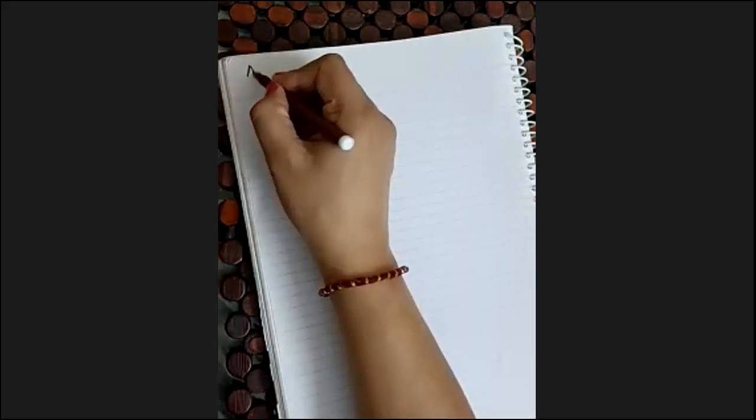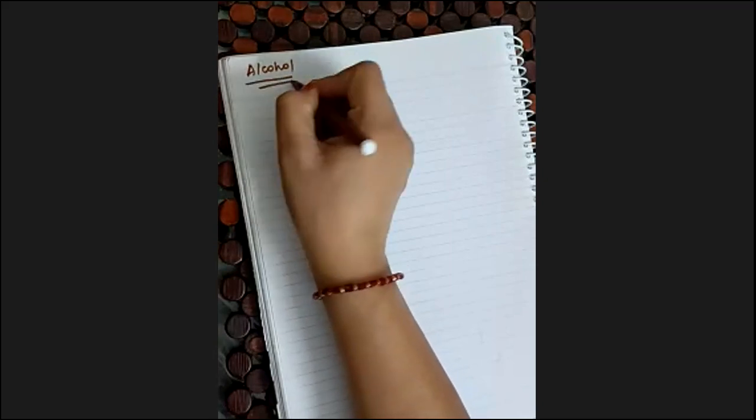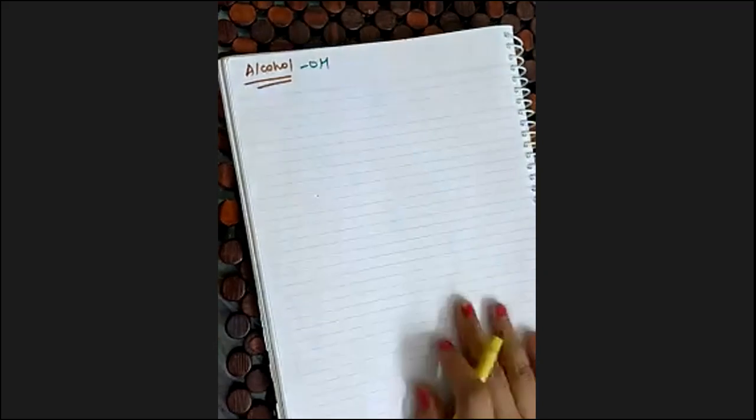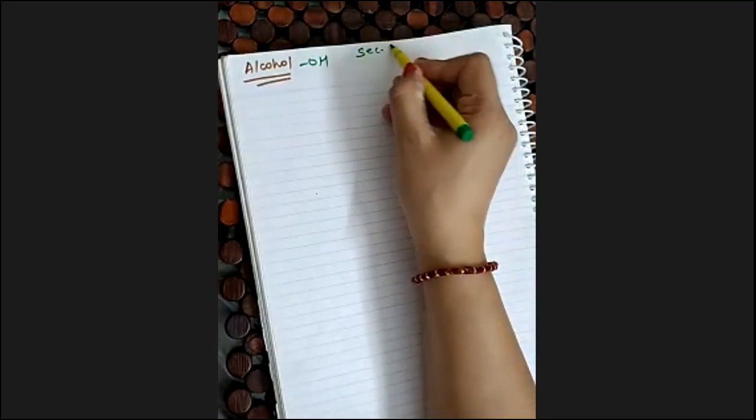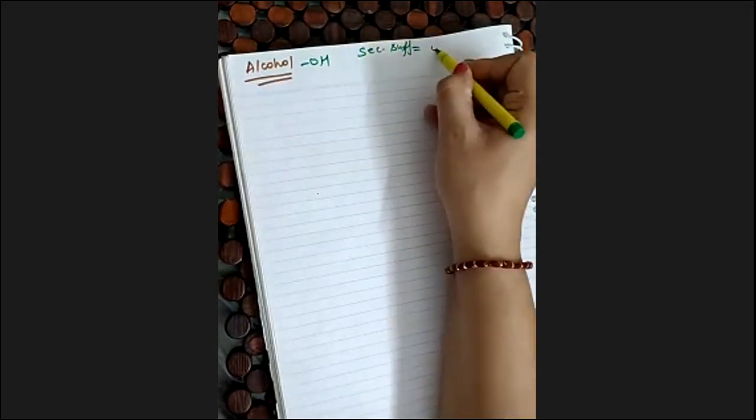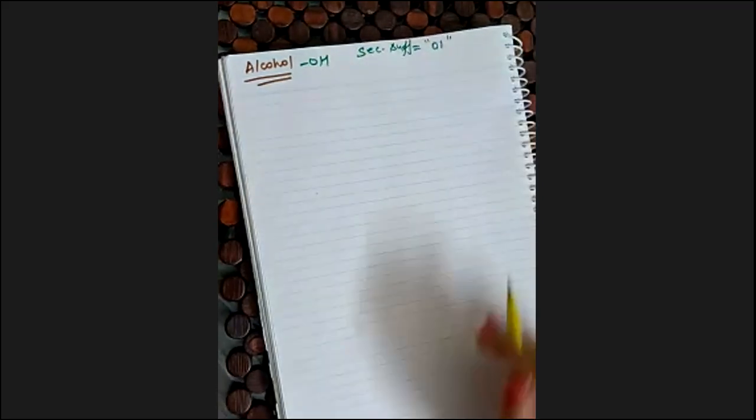Okay, so let's start with the nomenclature of alcohols. I told you just five minutes before that we can denote the alcohol functional group with OH, and for this we use the secondary suffix ol. Ol is for alcohol, and we have one more similar suffix, al. These two are different. So how will you do the nomenclature?